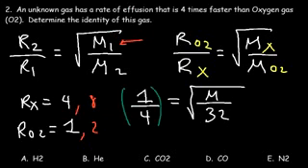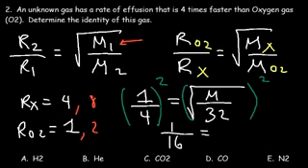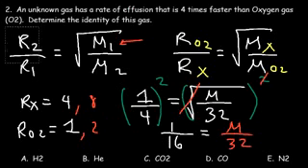So let's square both sides of the equation. 1 squared is 1, and 4 squared is 16. And on the right side, when you take the square of the square root, the square and the square root cancel. So it's simply going to be m over 32. So now let's make some space.